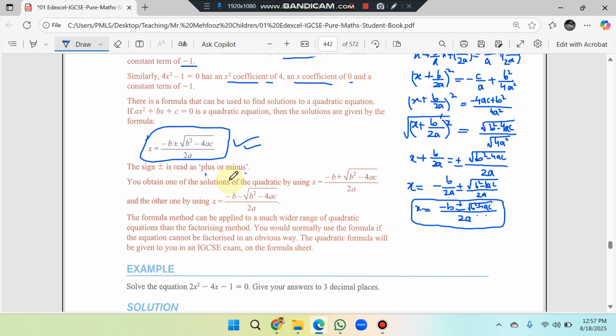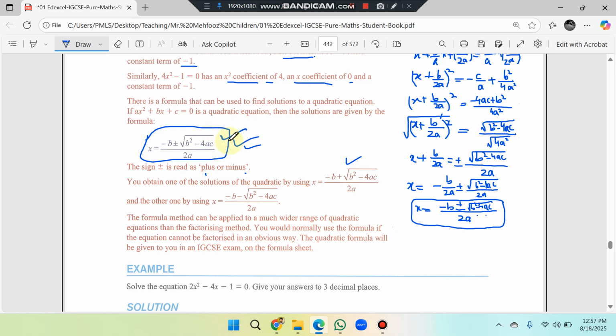You obtain one of the solutions of the quadratic equation by using x = (−b + √(b² − 4ac)) / 2a, and the other one by using x = (−b − √(b² − 4ac)) / 2a.